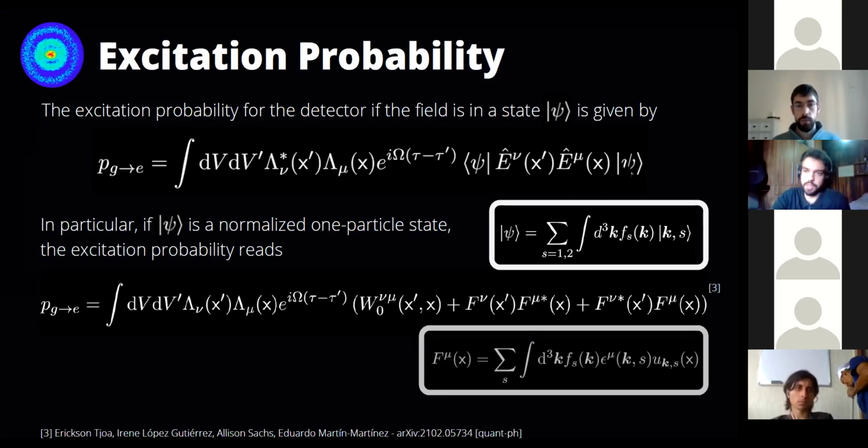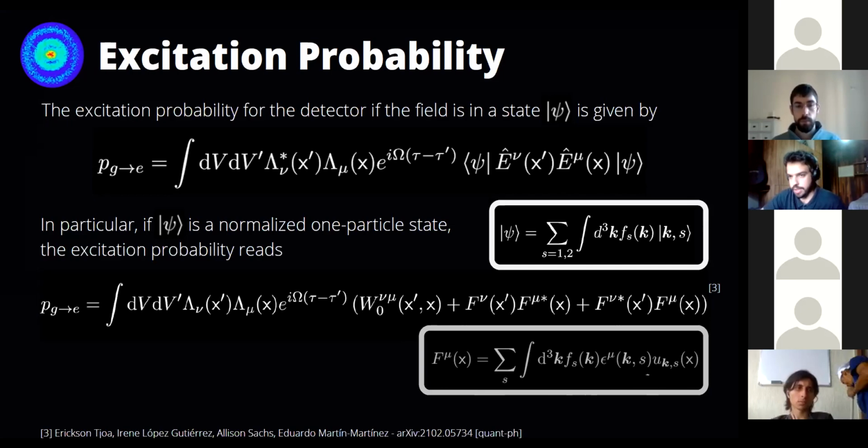So a general one-particle state in this theory will be given by a sum over polarizations of a momentum distribution. In this case, the Wightman function of the field, the 2-point function for the field, splits itself into 3 terms: the vacuum Wightman function plus 2 particle contributions, which are essentially given by these functions here.